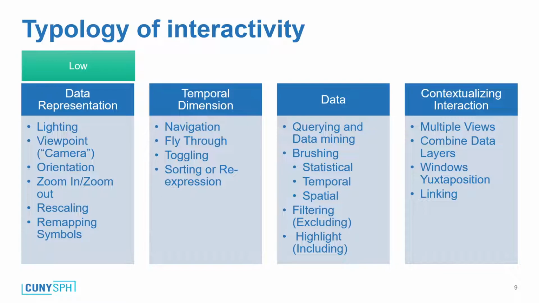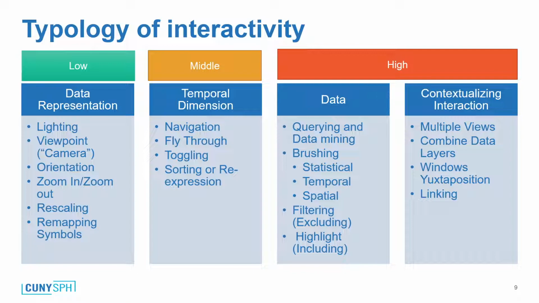What is important to know about this typology of interactivity is that when we interact with the data representation, we consider that a low level of interaction. When we interact with the temporal dimension, we can say that we have a middle level of interaction. But when we interact directly with the data or with the context, then we are talking of high levels of interaction. Then let's go deeper into the concepts that we are presenting and talk about data representation, temporal dimensions, data, and contextualization interaction.